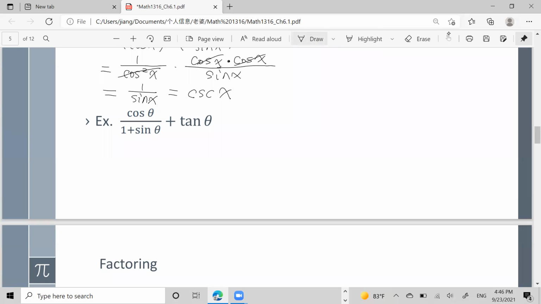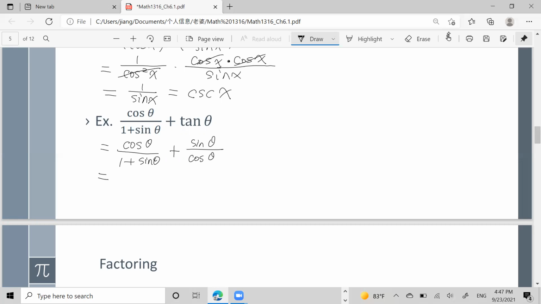Let's see the next one. Convert everything into cosine and sine, and only this one is not cosine or sine. So we use the quotient rule to make it into a cosine and sine expression. Bring down the first term, cosine theta over 1 plus sine theta. Oh, this time it's theta, it's not x. Plus tangent theta equals sine theta over cosine theta.